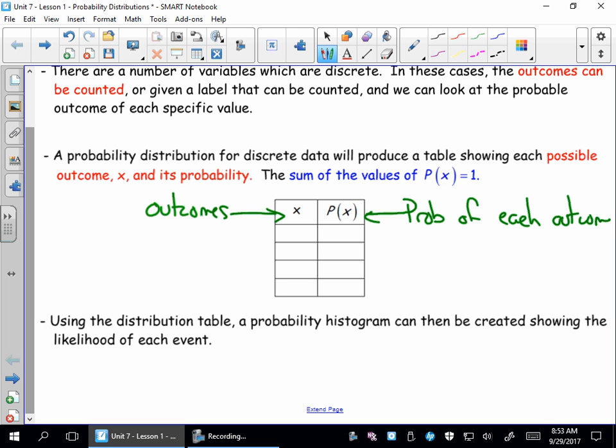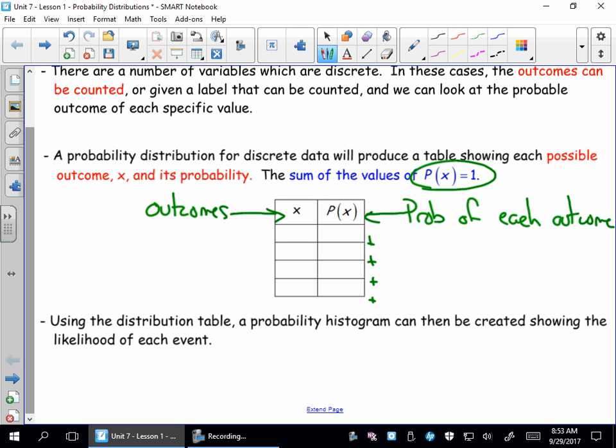The nice thing about a table is because it lists every single possibility, you know it has to come out to 1, the sum. So if I add up this, plus this, plus this, plus this, plus this, it's going to come out to 1. The total probability always makes 100%. So once you've got a few of them, you could actually figure out the last one if you're missing one, because you know what's left over.